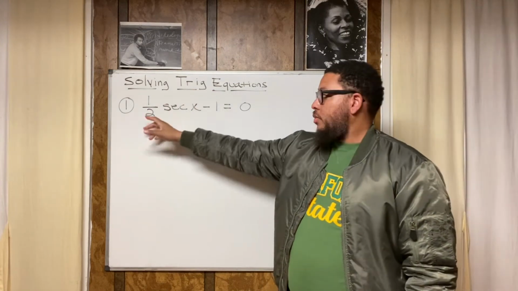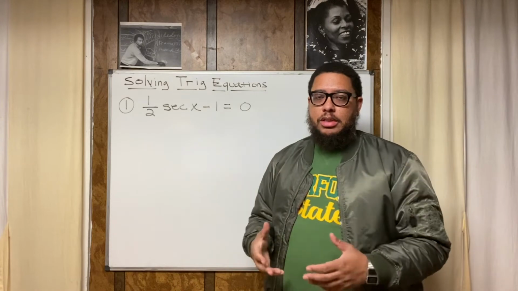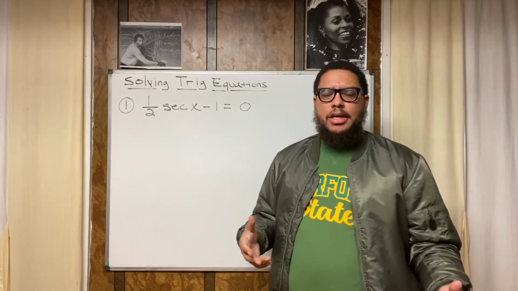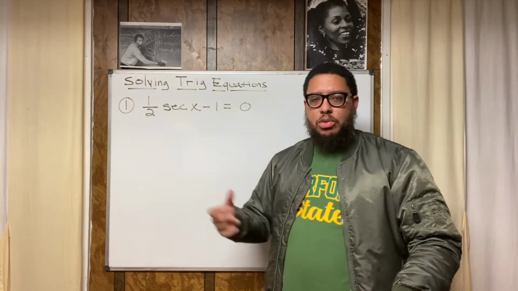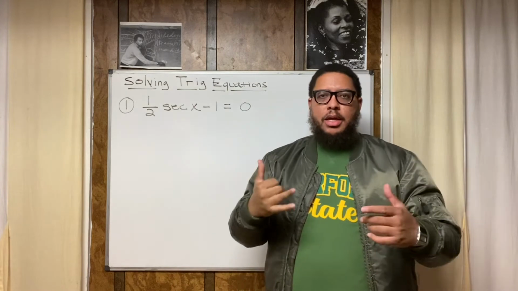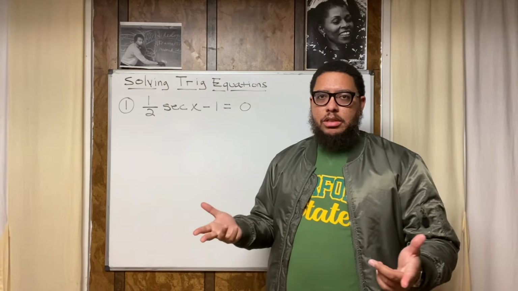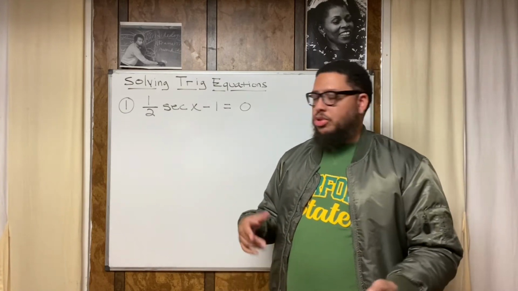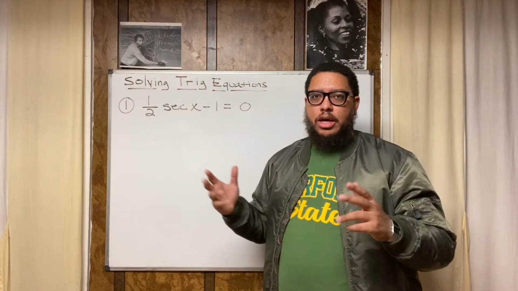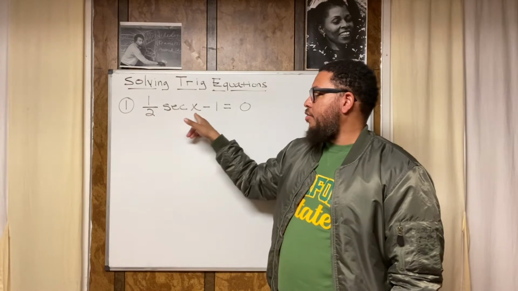But let's look at the equation. We got 1/2 secant. This SEC stands for secant. It's an abbreviation for the word secant, right? And secant is the inverse of cosine. Cosine is abbreviated COS. You see that more often than secant, right? The more popular trig functions are cosine, sine, and tangent. And then, of course, you got the inverses: secant, cosecant, and cotangent.